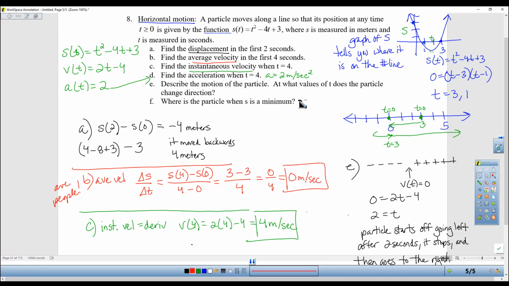So we know it's a minimum when t is equal to 2, but if you want to know where it is, then you're going to use s of 2. So at 2 seconds, let's find out where it is. 2 squared minus 4 times 2 plus 3. 4 minus 8 plus 3. Where is it? It's at -1. So it goes like this, and then it turns around. It didn't get quite that far. Okay, it turned around at -1.